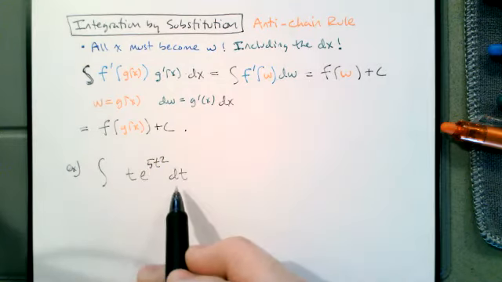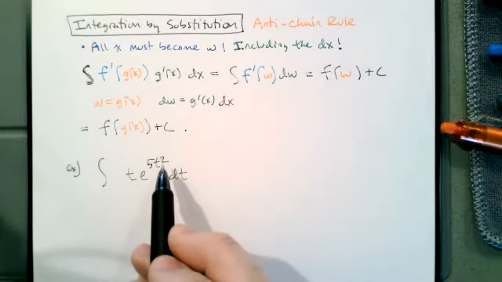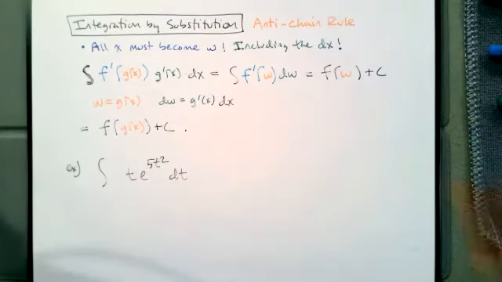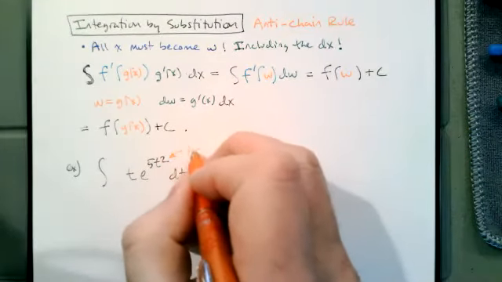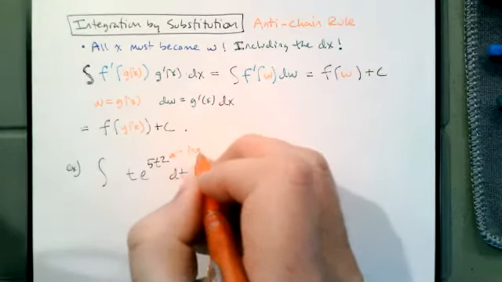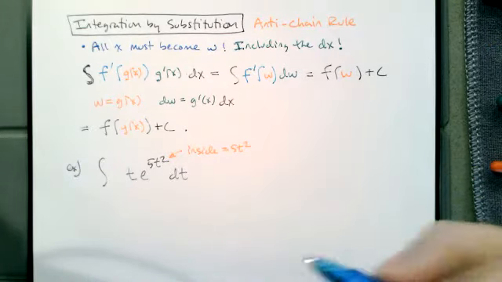We want to decide if an integral is an integration by substitution. So we identify something that can be a candidate for the inside function. So in this case, 5t squared looks like it's inside an e to the x function. Just this part right here, it looks like 5t squared is the inside. And it looks like the 5t squared has been plugged into an e to the x function, or in this case, an e to the t function.